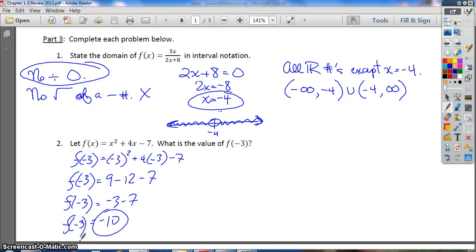But basically, put negative 3 in. Negative 3 squared is 9. Okay? 4 times negative 3 here is negative 12. 9 minus 12 is negative 3. Negative 3 minus 7 is negative 10. That's all you have to do. Let's take a look at the back page.